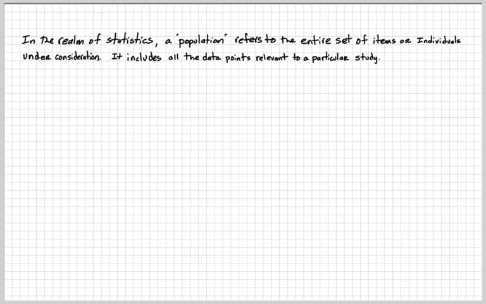So let's talk about population data. In the realm of statistics, a population refers to the entire set of items or individuals under consideration. It includes all data points relevant to a particular study. So when we talk about these interval frequency tables, it's possible that it will include all the possible data points in the study.